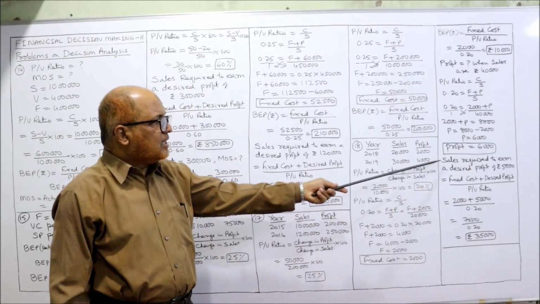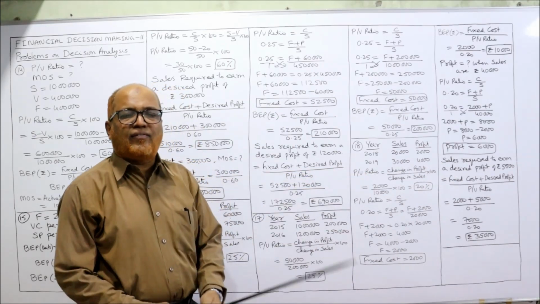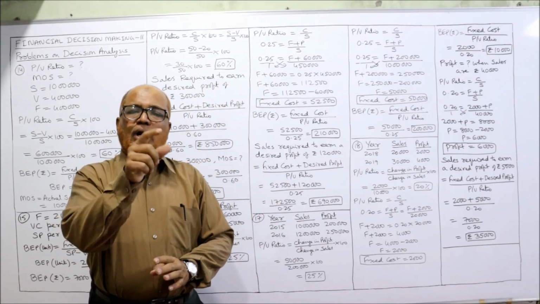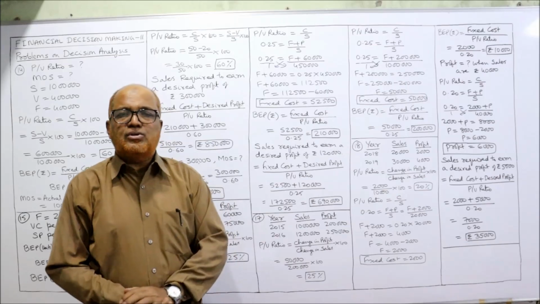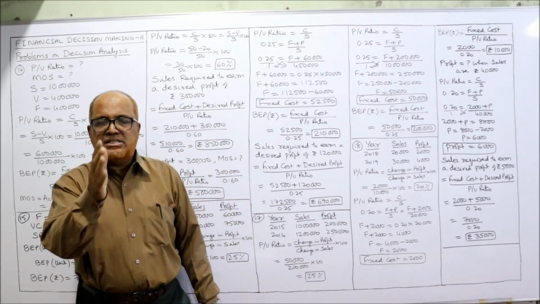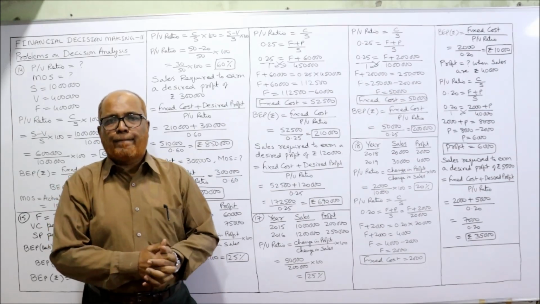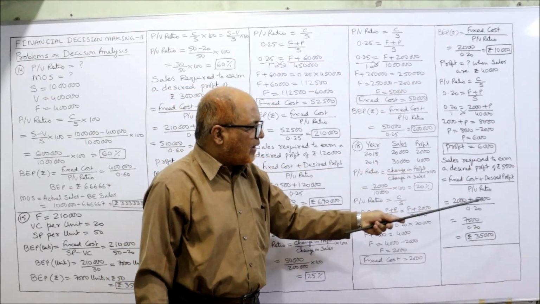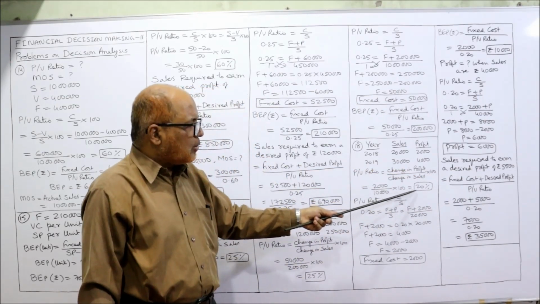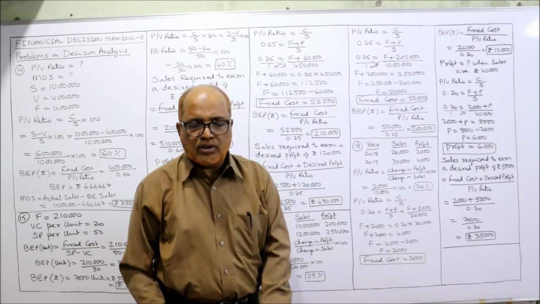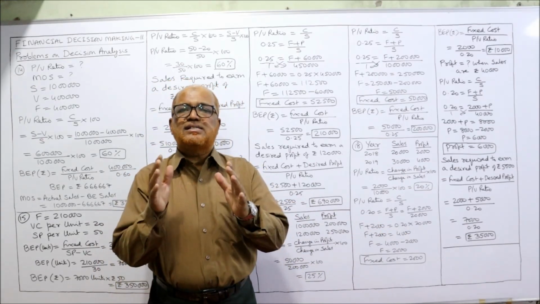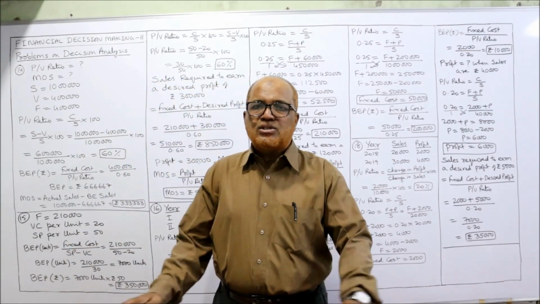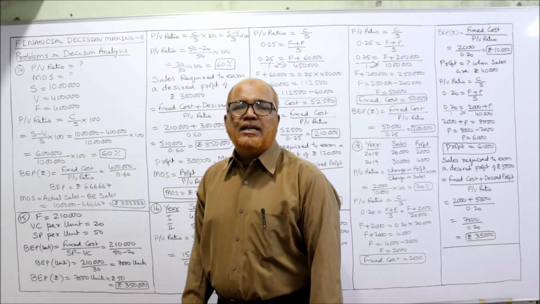Now last and final bit. Sales required to earn a desired profit of 5,000. Many problems we have applied the formula. Sales required to earn a desired profit of rupees 5,000 is equal to fixed cost plus desired profit divided by PV ratio. So fixed cost we have 2,000 and desired profit we want to earn 5,000 and PV ratio we have calculated 0.20. So 7,000 divided by 0.20, 35,000 is the sales required to earn a desired profit of rupees 5,000. That's all. So this is the end of problem number 18.